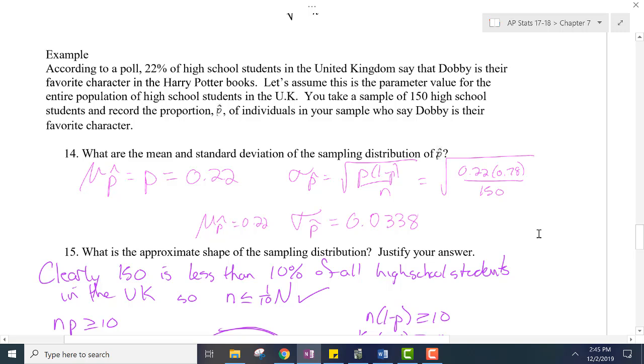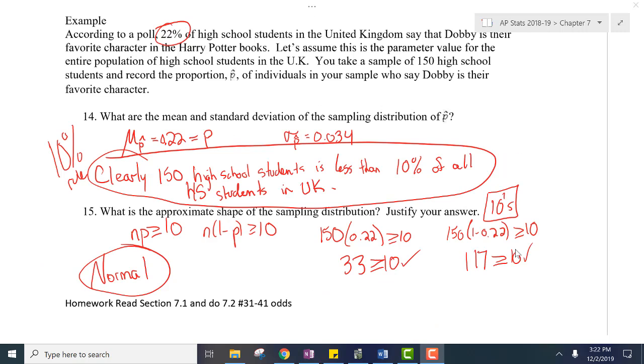According to a poll, 22% of high school students in the UK say that Dobby is their favorite character in the Harry Potter books. Let's assume this is a parameter value for the entire population of the school. Obviously, we wouldn't really have the whole data for the school, but that's what we're claiming to have. You take a sample of 150 high school students and record the proportion, p-hat. All right, let's continue this problem.